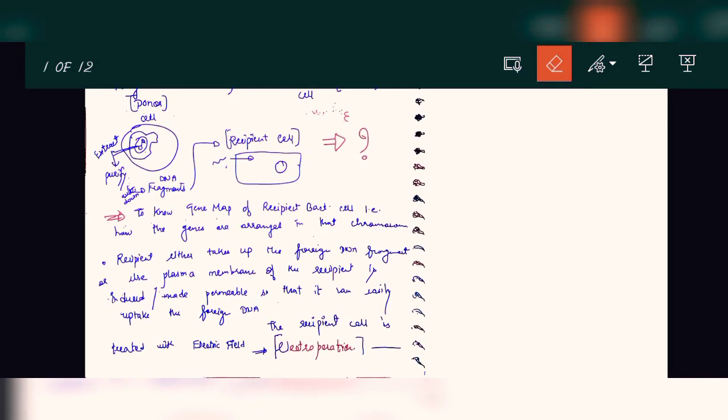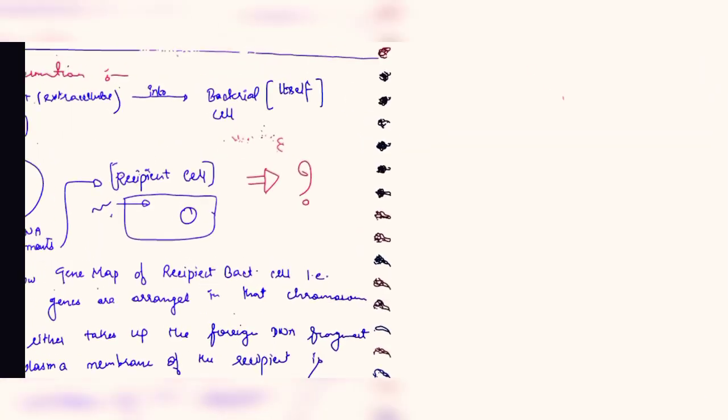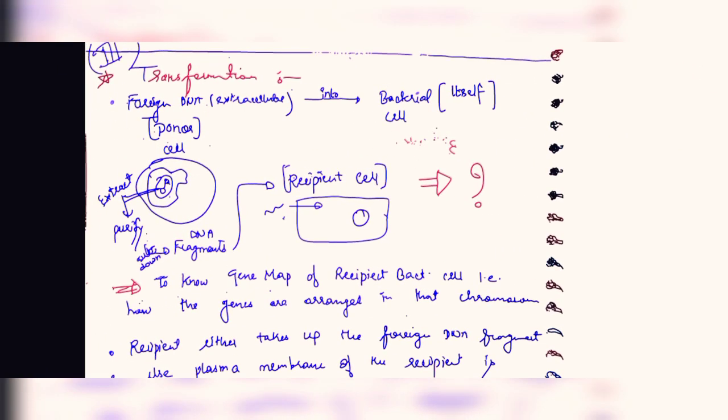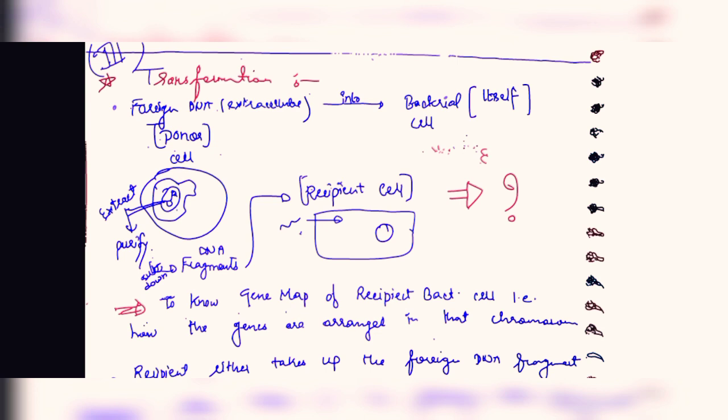Hello everyone. So today we will talk about transformation. Last time we discussed transduction. There are three phenomena of bacterial genetic transfer, namely conjugation, transduction, and transformation. Transformation is the last one, so we will discuss it today.